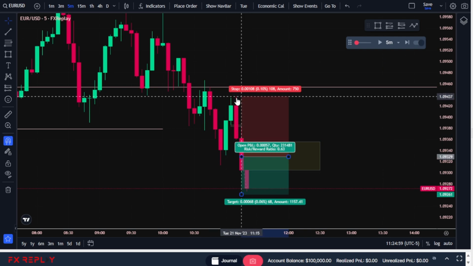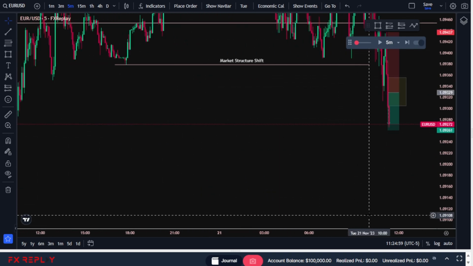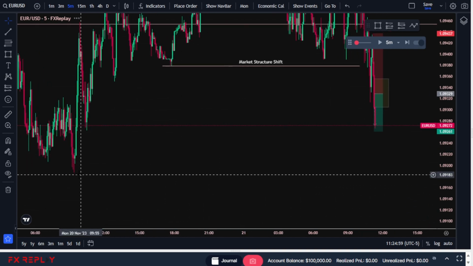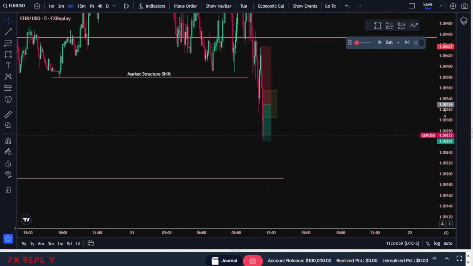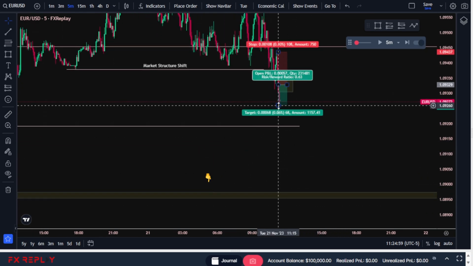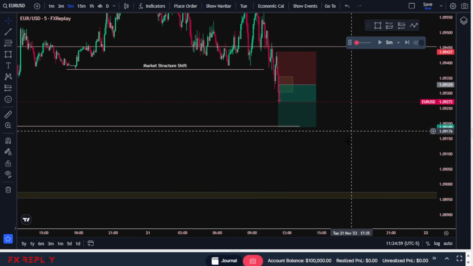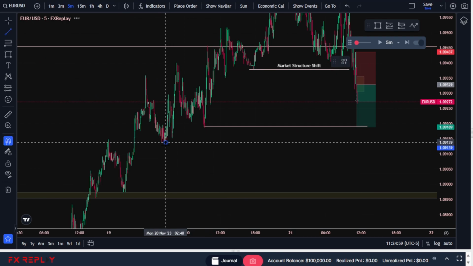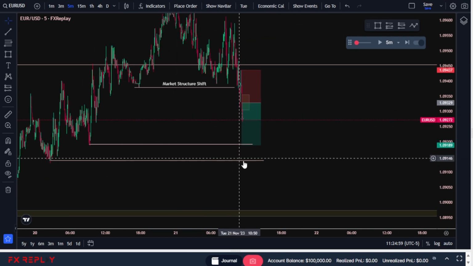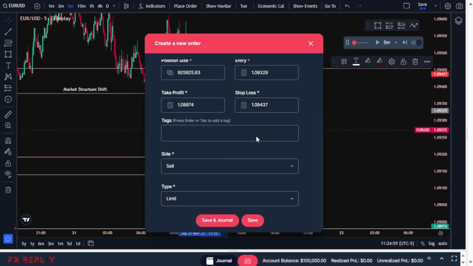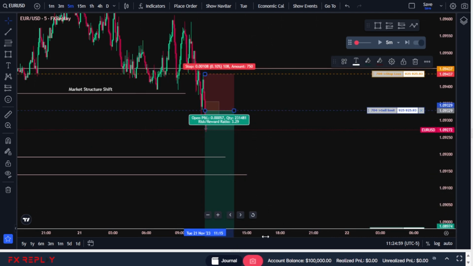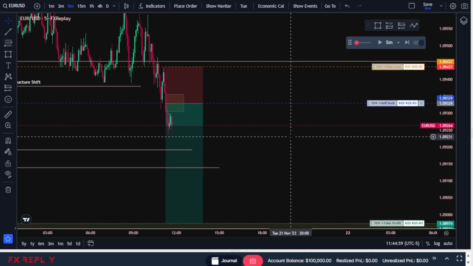Stop loss will be above this recent swing high. For target, you can pick these sell side liquidities on the way. But as our draw on liquidity is clearly this fair value gap below, I would be targeting that fair value gap as my final target. You can take some partials off and go break even on the lowest hanging fruit. Let me place my limit order, risking 1%. Let's see how this trade goes.